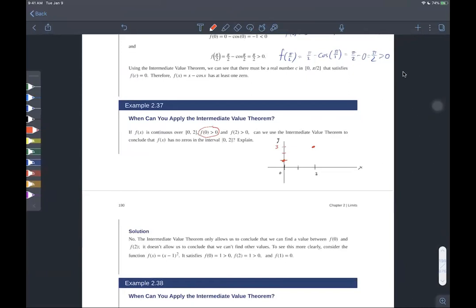Well, the continuous function could be like this, and it might have no zeros in that interval. But the intermediate value theorem doesn't say that it will have no zeros, because the function could also be like this and actually have zeros.